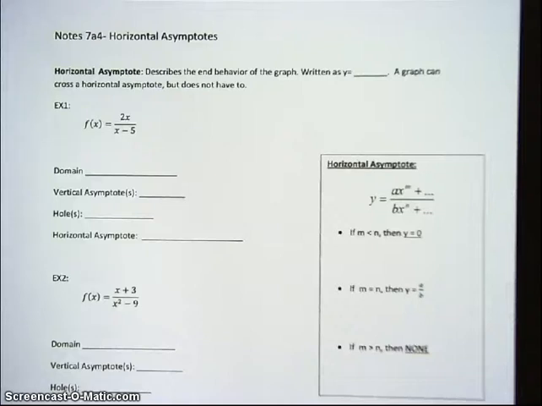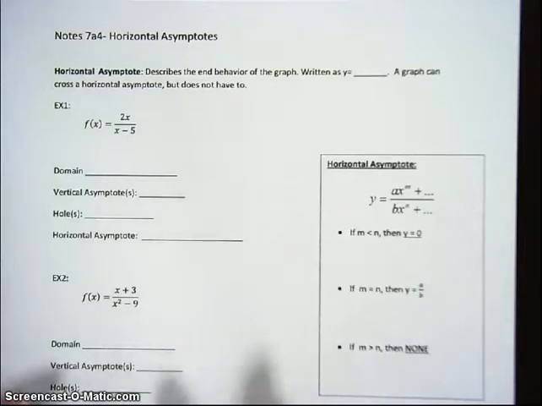Alright, the next thing we're adding in is horizontal asymptotes. They describe the end behavior of our graph, so the far right and far left of our graph will always extend towards and approach that horizontal asymptote. They're going to be y-equals equations because they're horizontal lines. A graph can actually cross a horizontal asymptote, but it doesn't necessarily always cross it. Sometimes it'll cross, sometimes it won't, but the ends always approach it and don't cross it at the end points.